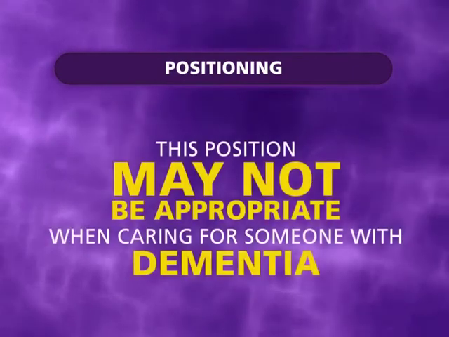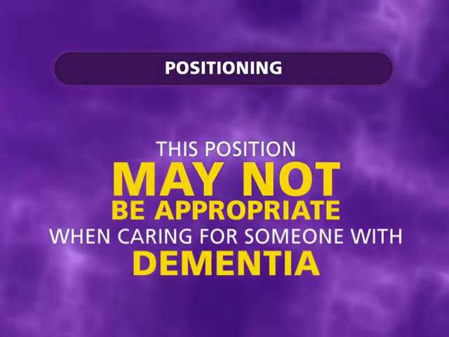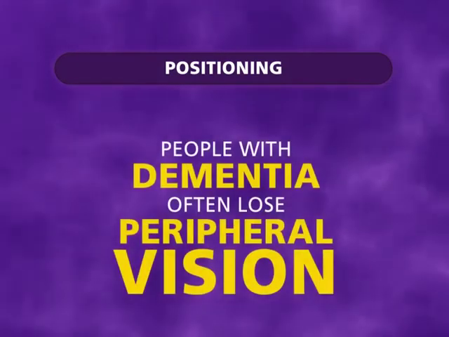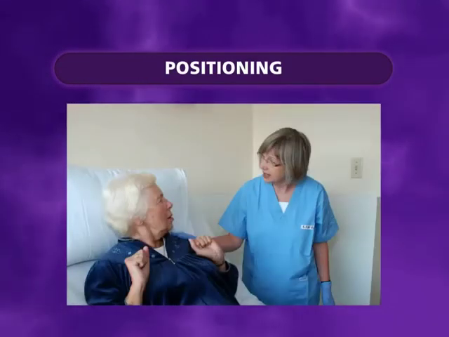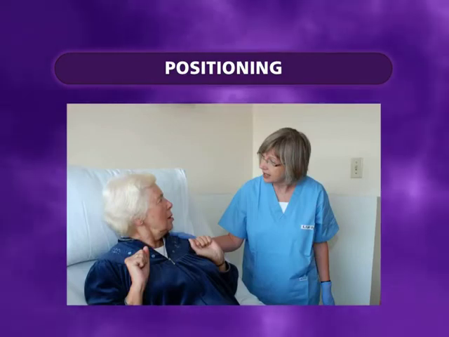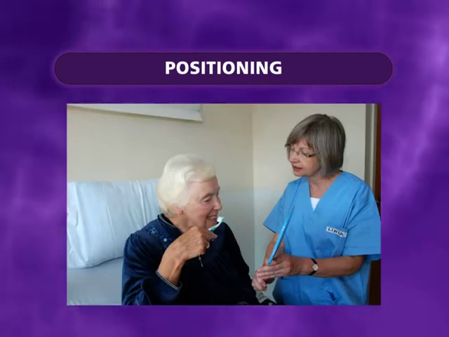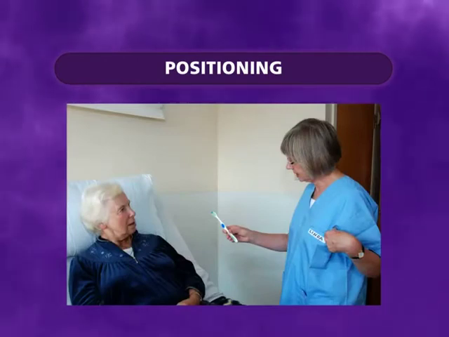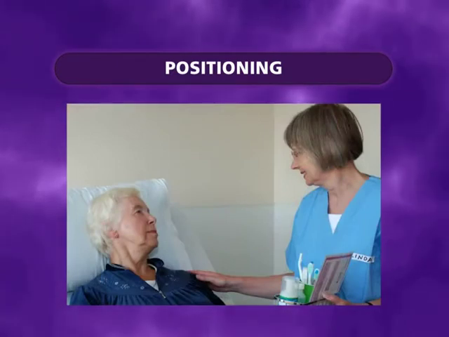While this position is ideal for preventing neck and back strain, it may not be appropriate when providing care for someone with dementia. People with dementia often lose peripheral vision. Therefore, positioning yourself beside or behind the resident may make them nervous, confused, or uncomfortable. In this case, it would be best to position yourself in front of the resident to provide oral care. If the resident is sitting, approach at eye level to appear less threatening and always approach with a smile.